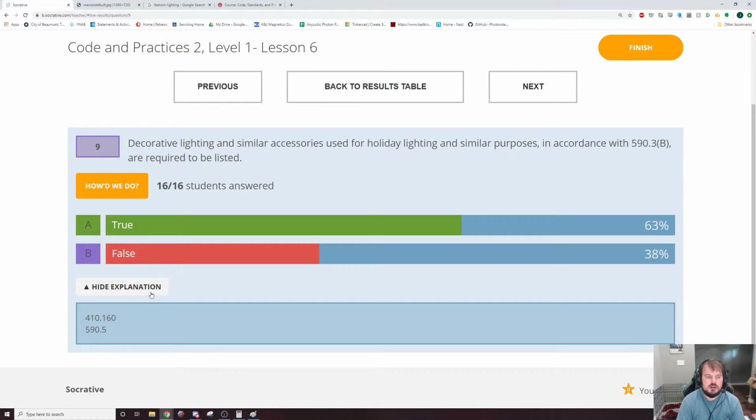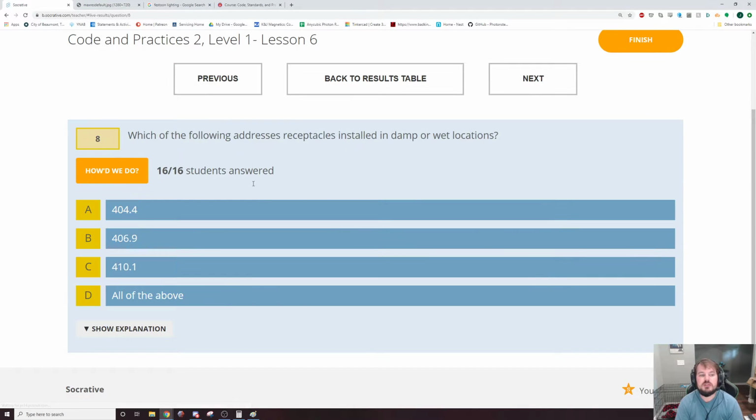That one's pretty clear. You start looking in 590.3. You look around there for 590.5. 410 is... 410.160 is going to be. You're saying two of the last question both say wet locations. So this is receptacles in wet or damp locations, Corey.